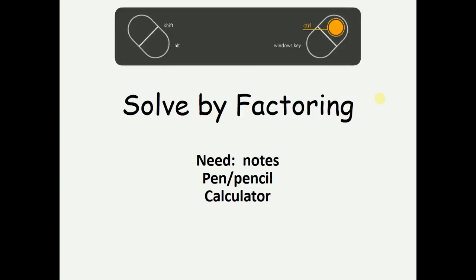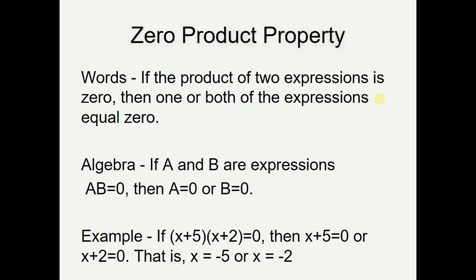So why can we do this? Well, we can use what's known as the zero product property. So in words, what does that mean? If I have the product of two expressions and it is equal to 0, then one or both of the expressions equal 0. AKA, if A times B equals 0, A has to equal 0 or B has to equal 0. So you have to check for both options.